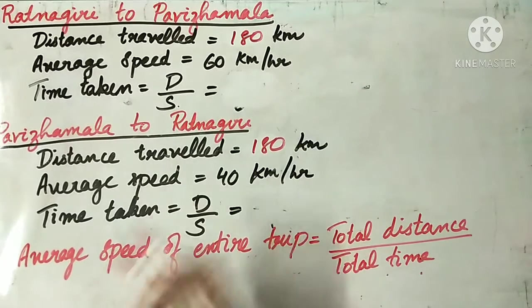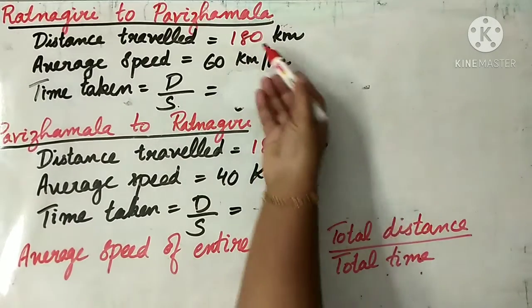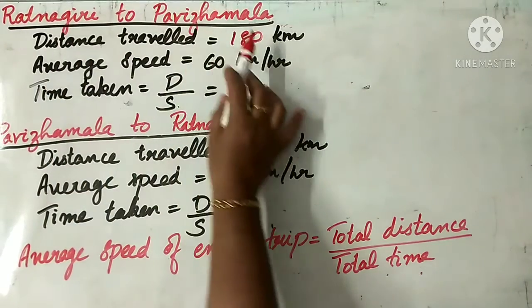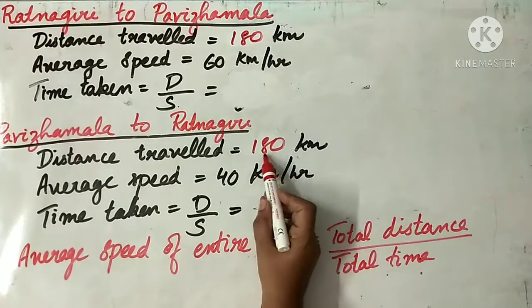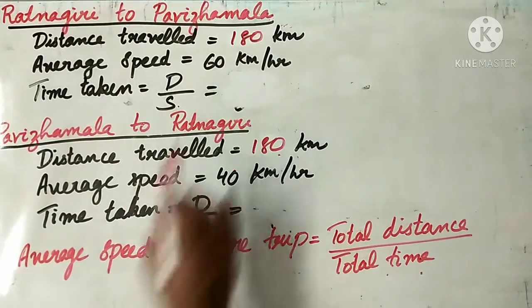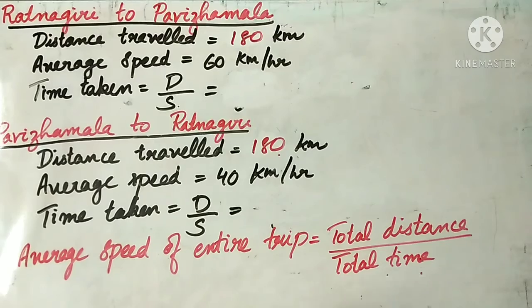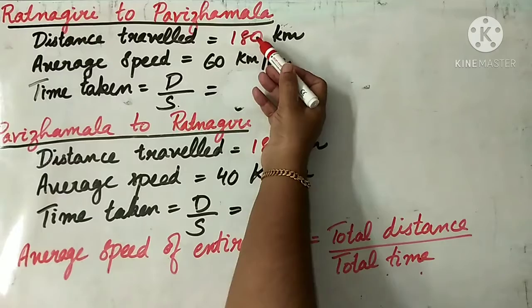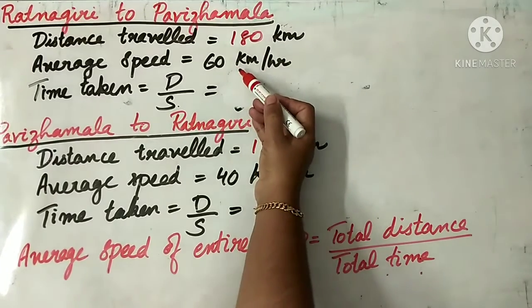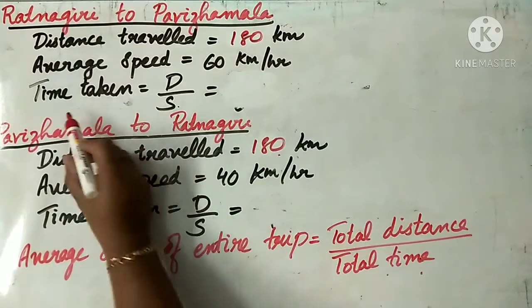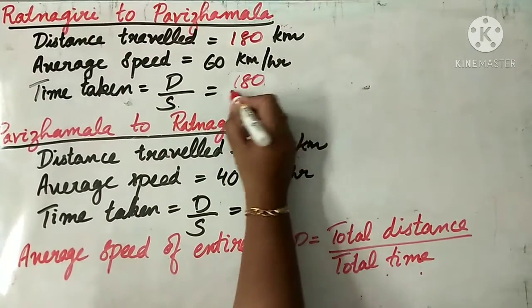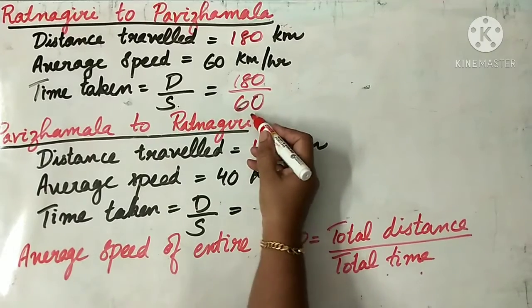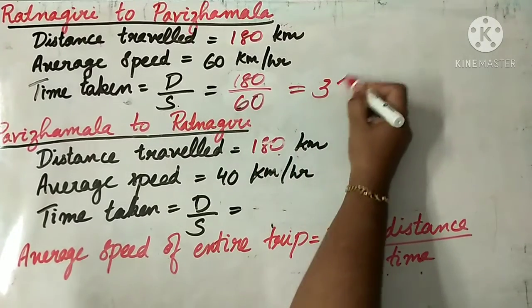See, now we change 360 kilometer to 180 kilometer. From Ratnagiri to Pavidamala is 180 kilometer and from Pavidamala to Ratnagiri return is also 180 kilometer. Average speeds remain same. Distance is 180 kilometer and average speed is 60 kilometer. When we take the time taken, that is distance by speed, and substitute 180 by 60, that is equal to 3 hours.